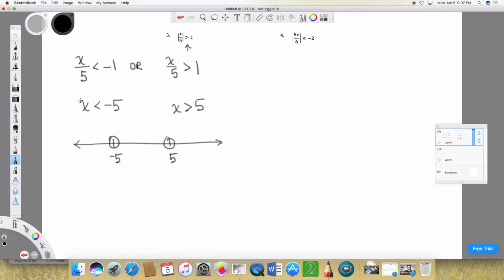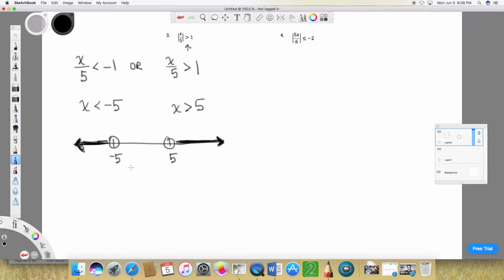For these numbers, x strictly less than -5 means that you're to the left of -5, so we shade in this portion of the number line. Or you're over here where x is strictly greater than 5, which means that we shade to the right of 5. Those numbers are all larger than 5.